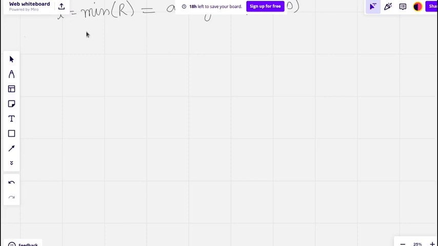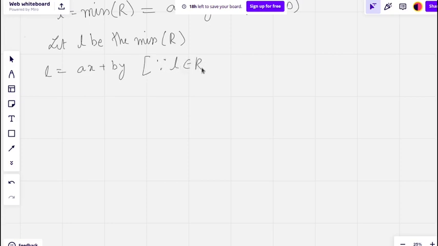Let L be the minimum of R. So L equals AX plus BY, right? And why is it so? Since L belongs to R, and all the elements of R are of the form AX plus BY. That is why L equals AX plus BY.